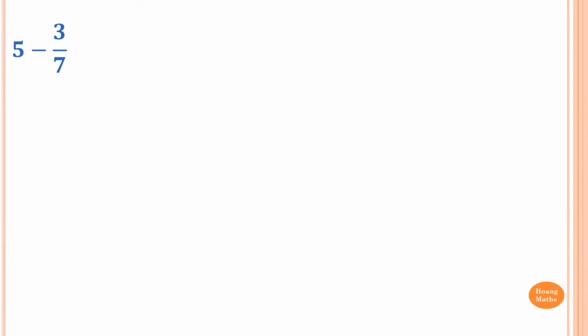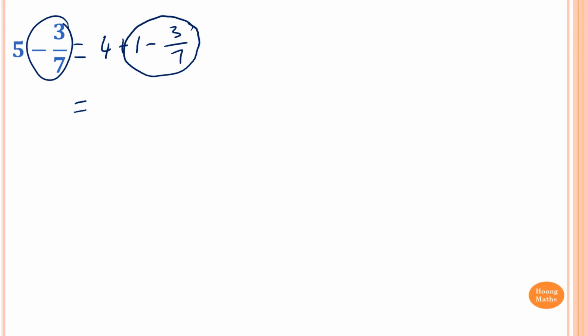5 minus 3/7. So 5 is equal to 4 plus 1. And this minus 3/7, I just write this down. There you go. So now this one here, 1 minus 3/7, this part here is just 4/7, because 7 minus 3 is 4. So 4/7. And then you add 4 to it. So it is 4 and 4/7.